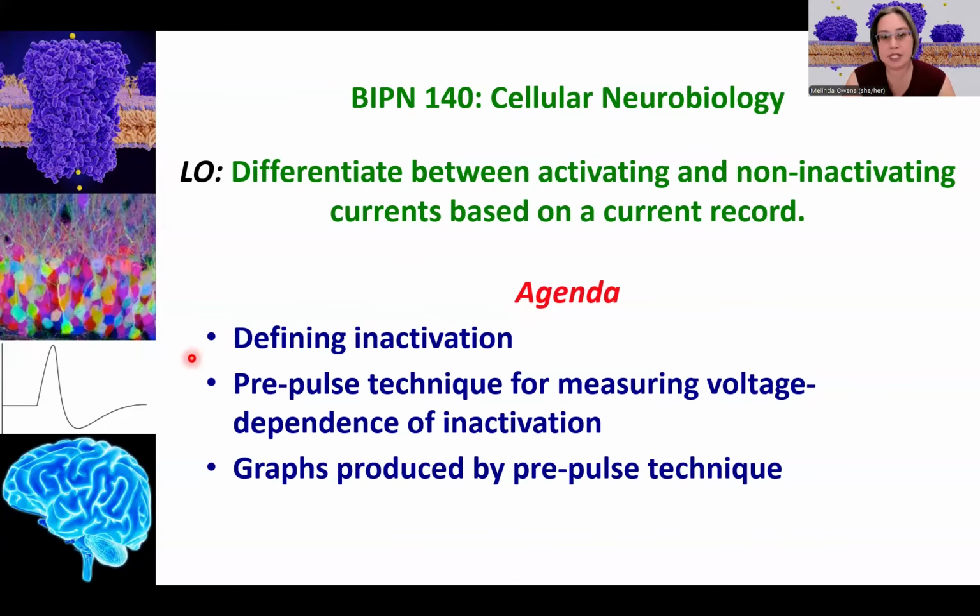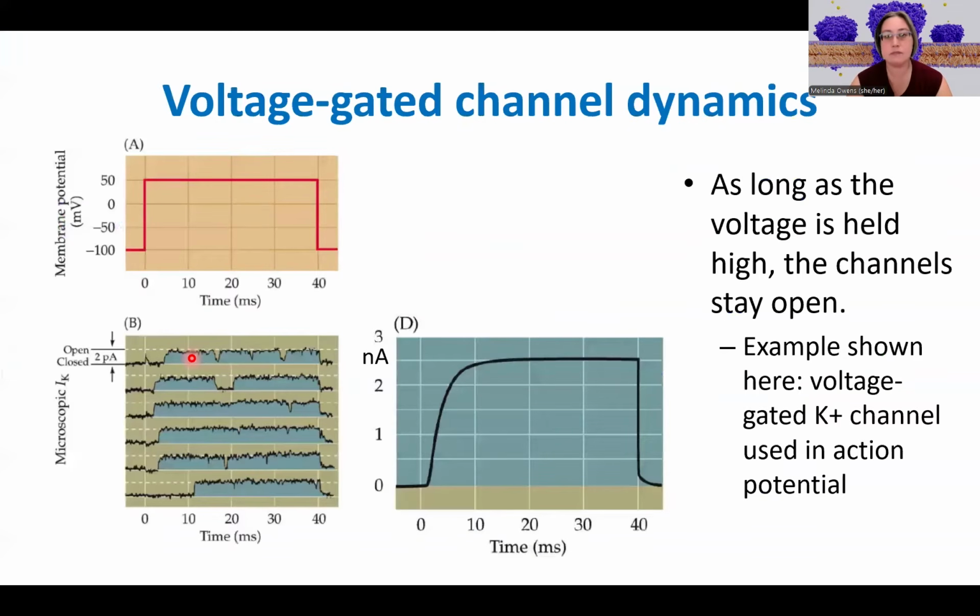All right, so we are going to define inactivation, and we're going to talk about two ways of measuring inactivation, in particular, something called the pre-pulse technique, and then also graphs produced by the pre-pulse technique. Talk about what those look like, because we'll be seeing a lot of those in the rest of the course.